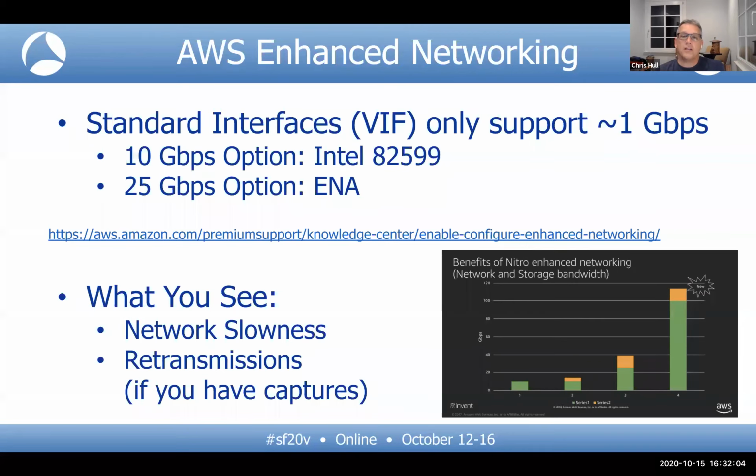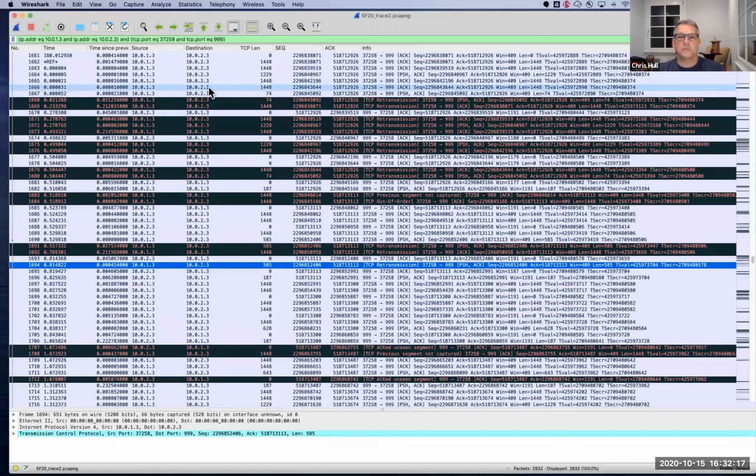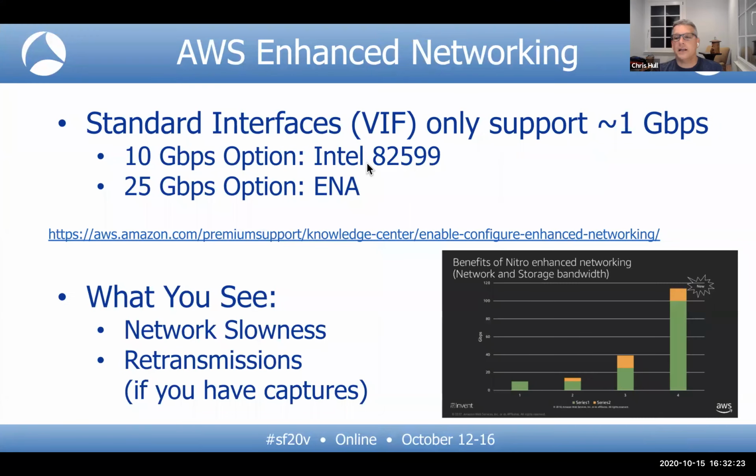But when you're trying to get high throughputs, you need to be making use of what they call the enhanced networking features. And that's what this case was. We were using the standard, actually, I'm sorry, I think we were using the Intel 82599 environment, and we needed to switch over to the ENA. So we needed to go one bump up in terms of the networking options.